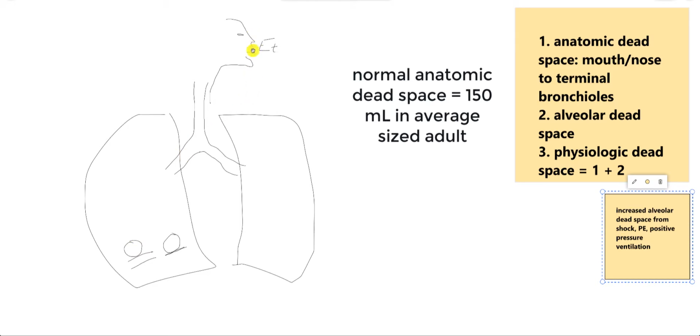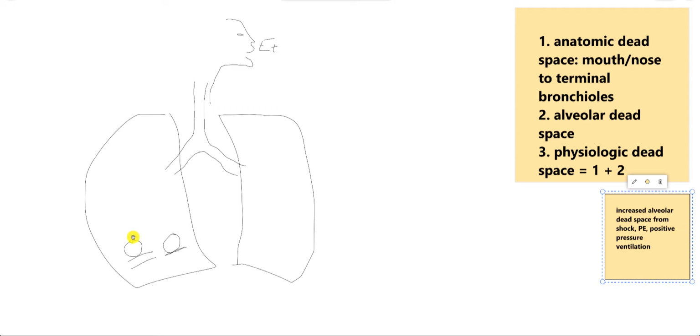So from here all the way down to these terminal bronchioles, there is no capillary beside any of those areas, and there's no gas exchange there. They're simply conducting airways. So that is anatomic dead space. Once that air is conducted to the alveoli, this is where gas exchange takes place.